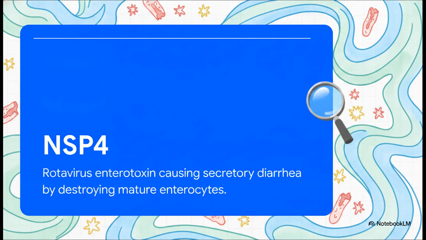It goes in and literally destroys mature enterocytes in the villus epithelium of the proximal small intestine. When you lose that absorptive surface, it leads straight to the massive, watery secretory diarrhea that makes this bug so incredibly dangerous for infants. Burn this into your memory. NSP4 destroying mature enterocytes is exceptionally high yield.